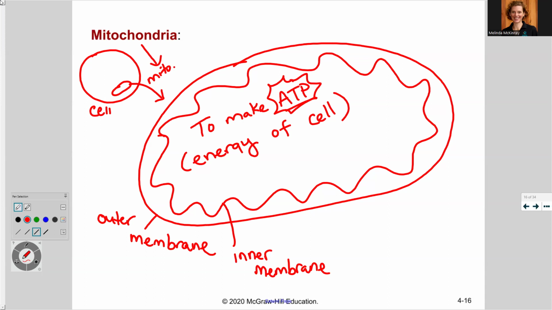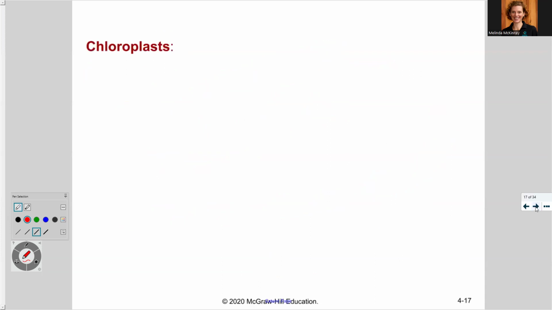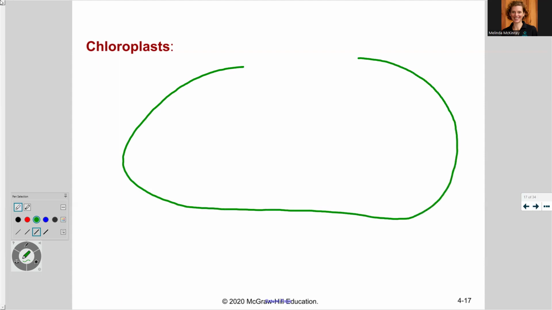And the mitochondria is present in both, I'm just going to emphasize this here, this is a common misconception, both animals and plants, okay? And plants. All right. Chloroplasts. So chloroplasts are only going to be found in plants, okay? Or protists, which we don't really cover that much in this class.